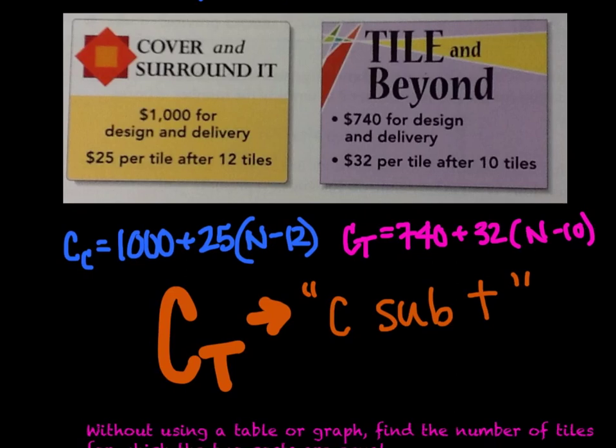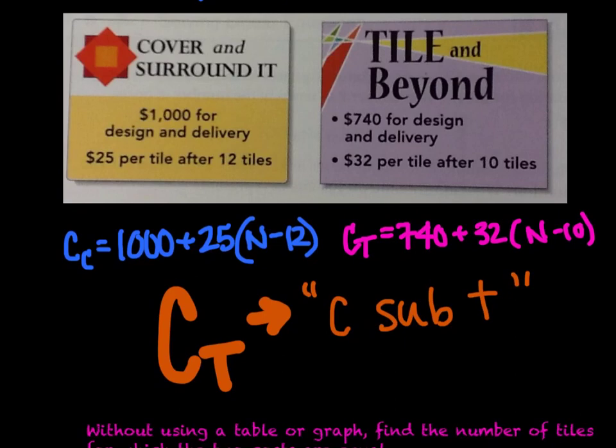We have two tile companies. We have Cover and Surround It, where it's going to cost $1,000 for design and delivery, and then $25 per tile after 12 tiles. And then we have Tile and Beyond, which costs $740 for design and delivery, but a higher per tile cost of $32 per tile after 10 tiles.